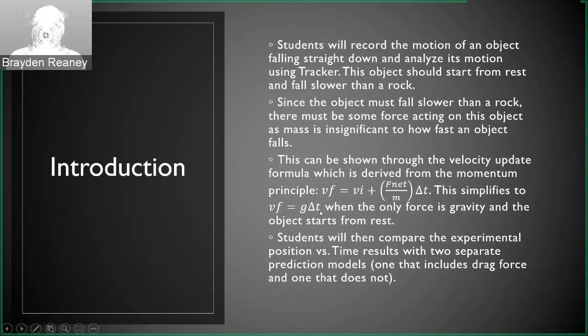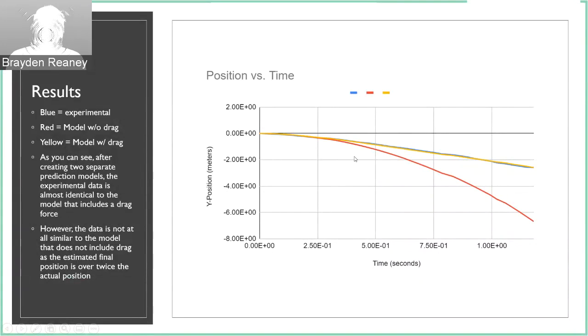Since it's going to be a different velocity, or slower, we know that there must be a different force, an extra force. And then students will compare their experimental position versus time results with two separate prediction models, one that includes a drag force and one that does not. And here are my results.